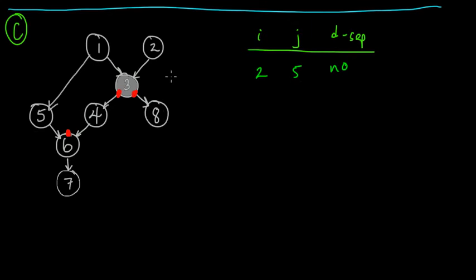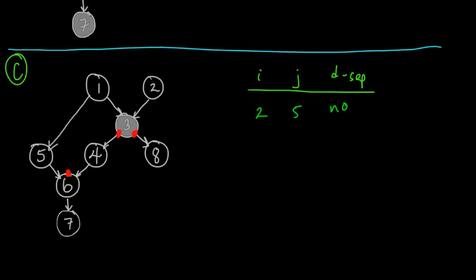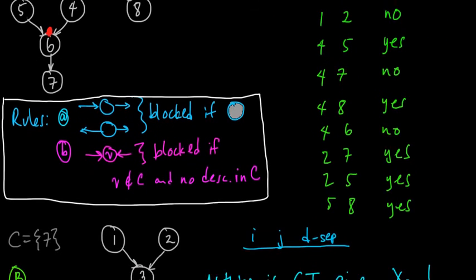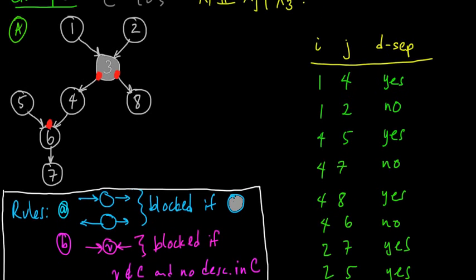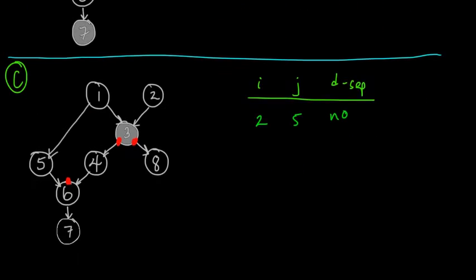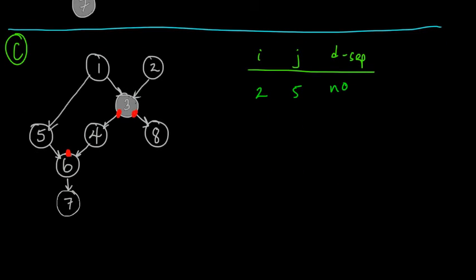But things have changed here, because did we do 2 and 5 before? Yes, we did. We did 2 and 5 before, and they were d-separated because we only had the path going through here. Now we can go back up, and even though we're conditioning on 3, we can still pass through it here because this is a head-to-head.